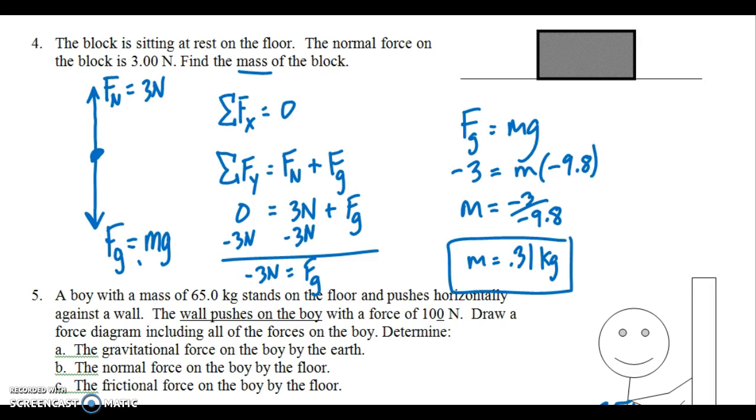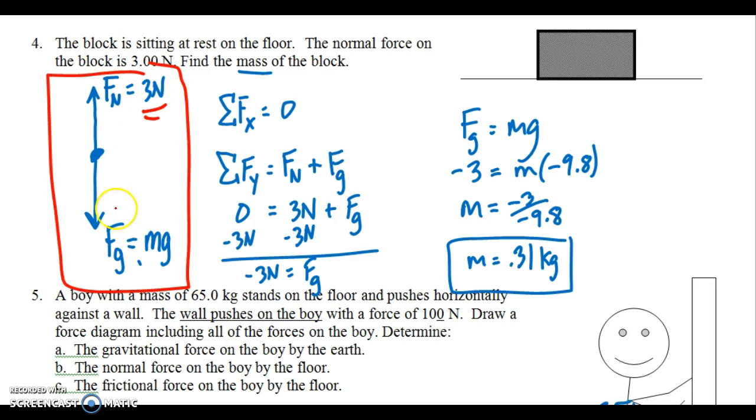The point of these problems in class was to emphasize the usefulness of what I call net force equations. To figure out unknown forces, the process is to start with a force diagram. And we have that here. And we draw it, normal force up, and it's given that that's 3 newtons. Gravitational force down, we're not told what that is.